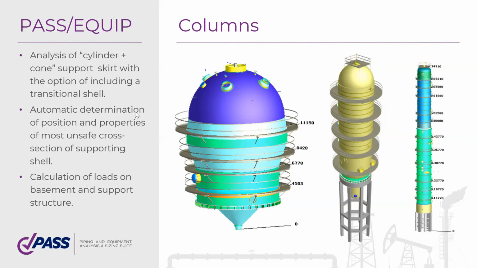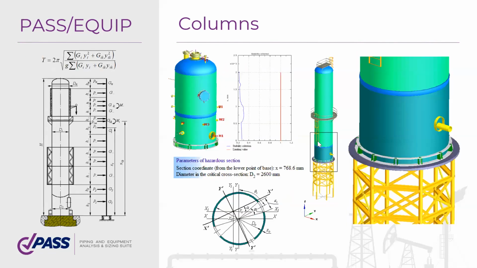We also automatically determine the position and properties of the most unsafe cross-section of the supporting shell. And we calculate loads on the basement and support structure, like this one. Then you can analyze this basement or support structure in any of your special structural software. This is how we analyze, for example, low frequency.